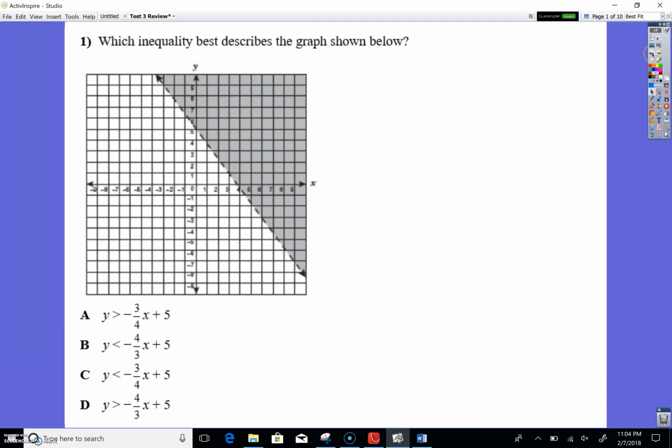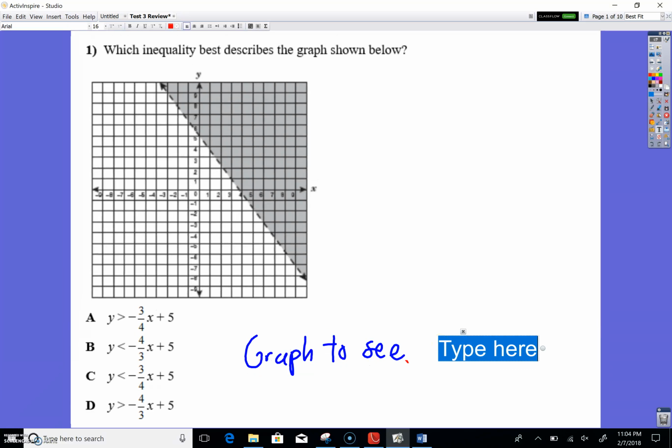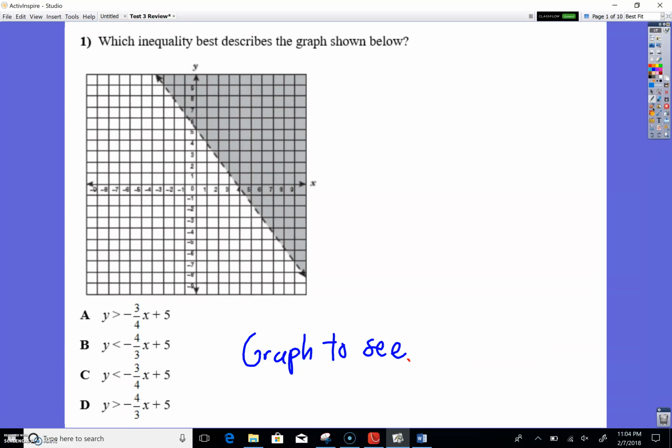So what you do is graph to see which is correct.